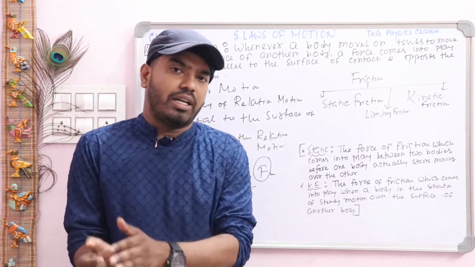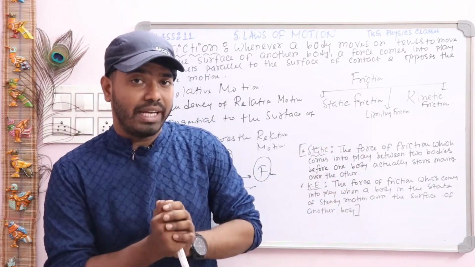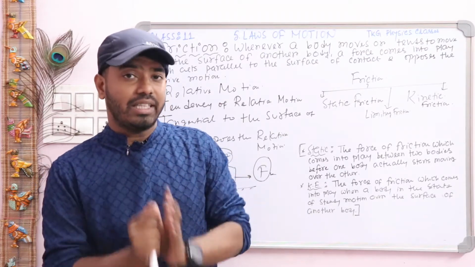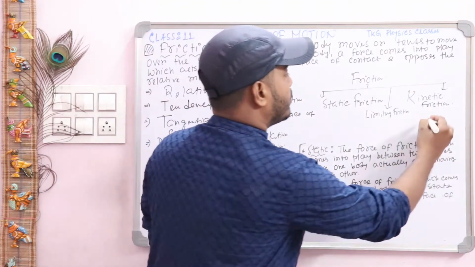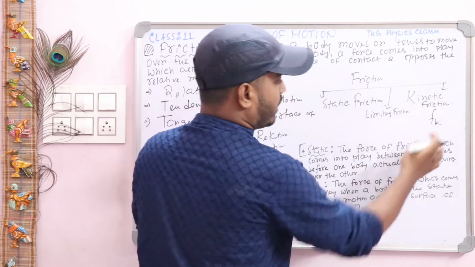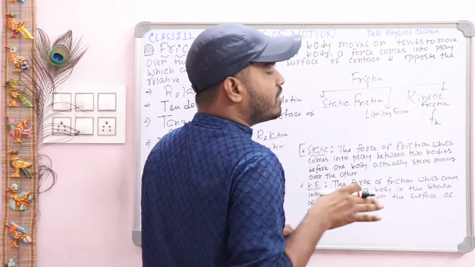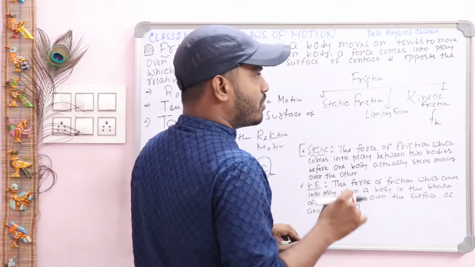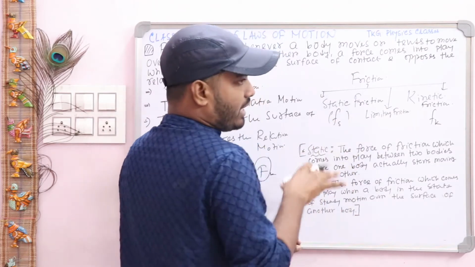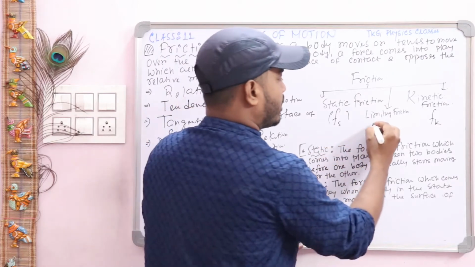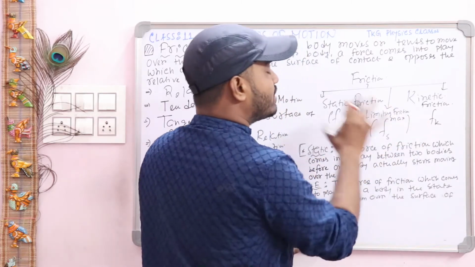So when the body is in relative motion, that is, the body is under motion, in that condition the force which arises is named as kinetic frictional force, which is represented by the symbol Fk, K for kinetic. And when the body is at rest, there is a tendency of movement. In that condition, the force which arises is known as static frictional force, which is represented by the symbol Fs. And the maximum static frictional force, Fs max, is named as limiting friction.